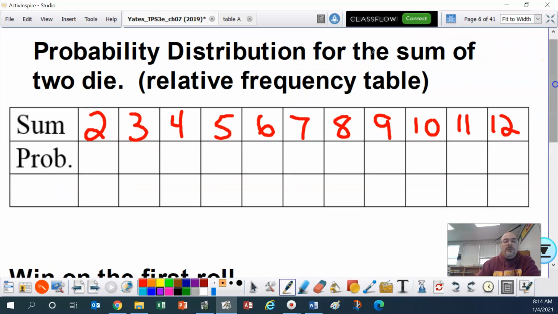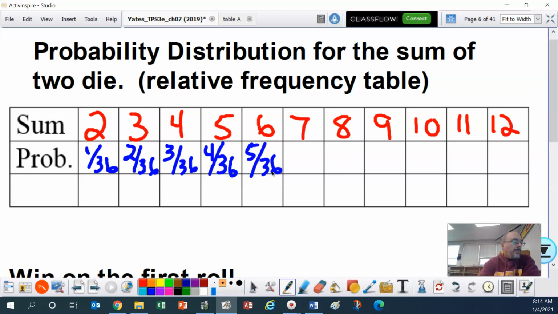All right, so here we go. So this first one is 1 out of 36. And then this is 2 out of 36, 3 out of 36, 4 out of 36, 5 ways here, okay, 6 ways here. Now that's the most, okay, 6 out of 36. Now it starts to go back down again. A sum of 8, 5 out of 36, a sum of 9, 4 out of 36. A sum of 10, 3 out of 36, and so on.